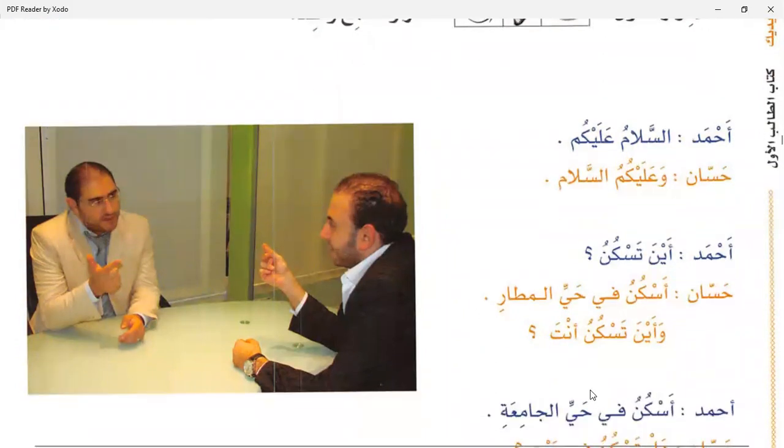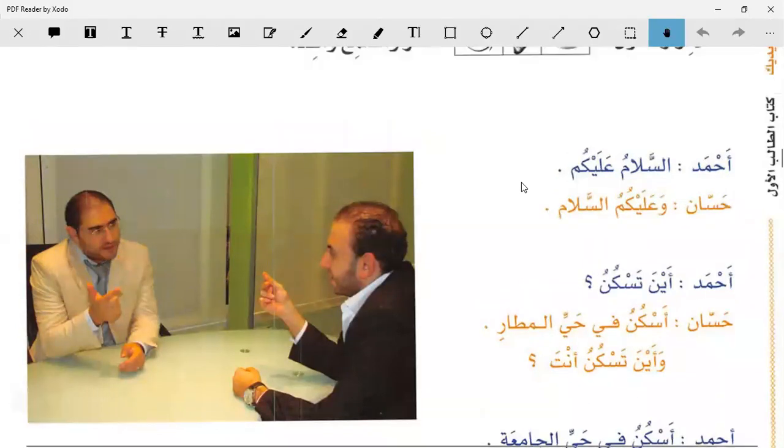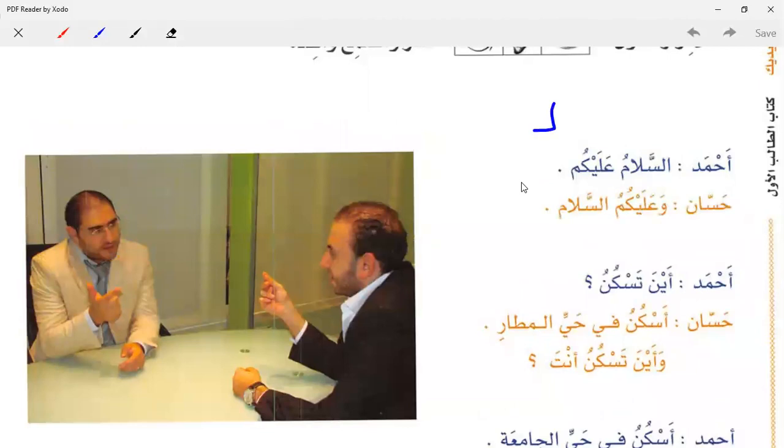So, first you had studied the verb with Ya. Like, Yusalli, he is praying, Yakrau, he is reading. Yaktubu, he is writing. Then you learnt that Tusalli means she is praying. Takrao, she is reading. And Taktubu, she is writing. But the ta has another meaning, and that is you. First, the meaning of ta was she. Now you will learn another meaning of ta, which is you.